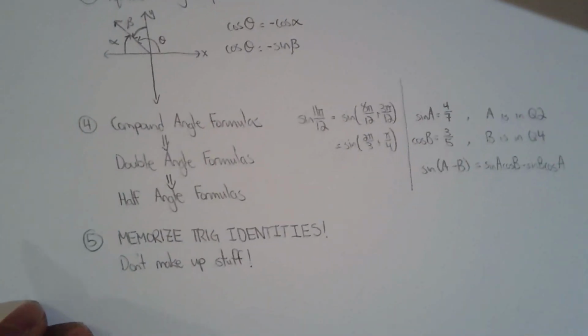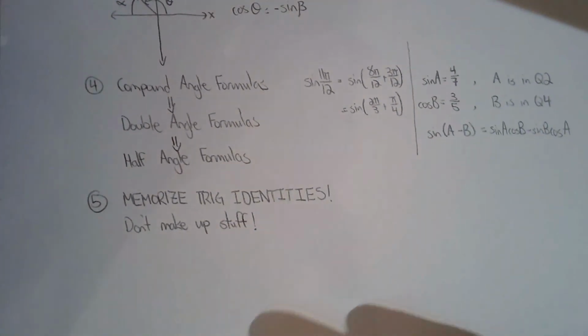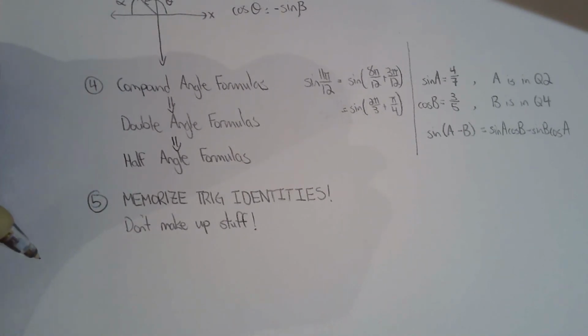Okay, so what's the last topic of this unit? The last topic of this unit is our best friend, identities, trig identities. So we did lots of practice on trig identities. If you did all the homework, you should be pretty fluent when it comes to proving trig identities.